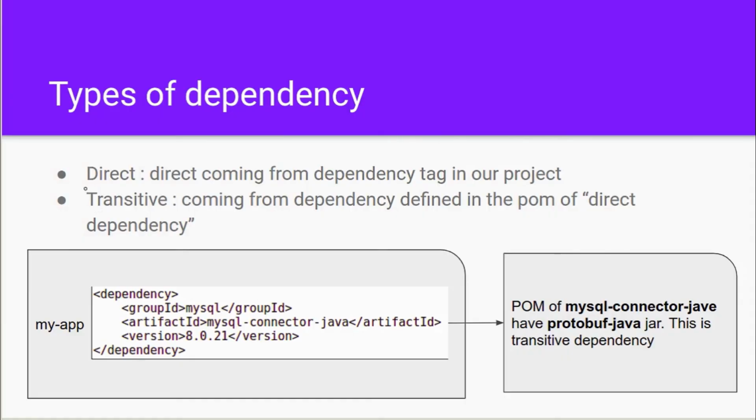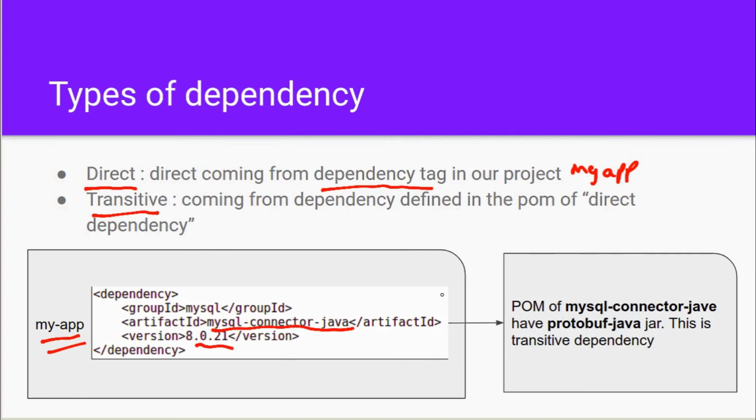There are two types of dependencies, direct and transitive. Direct dependency is something that is coming from the dependency tag of our own project, that is MyApp. And transitive dependency is something that is coming from the dependency defined in the POM of the direct dependency. In our case, the direct dependency that we have defined in MyApp is MySQL connector Java. So the jar MySQL connector Java 8.0.21.jar will be the direct dependency for our project.